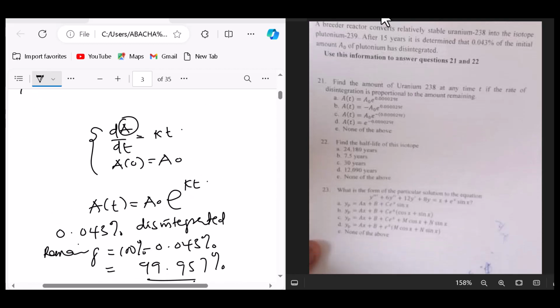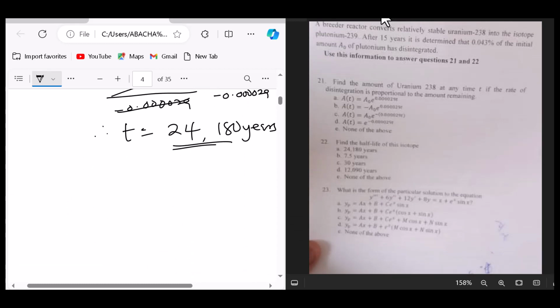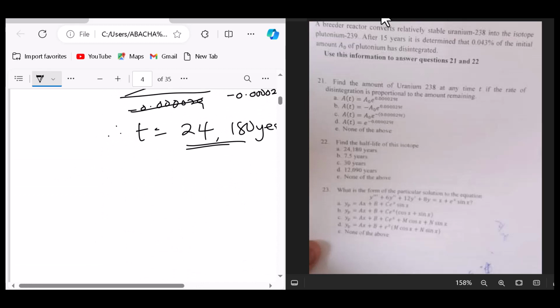Number 23: the question is, if we have y triple prime plus 6y double prime plus 12y prime plus 8y equals x plus e power x sin x.